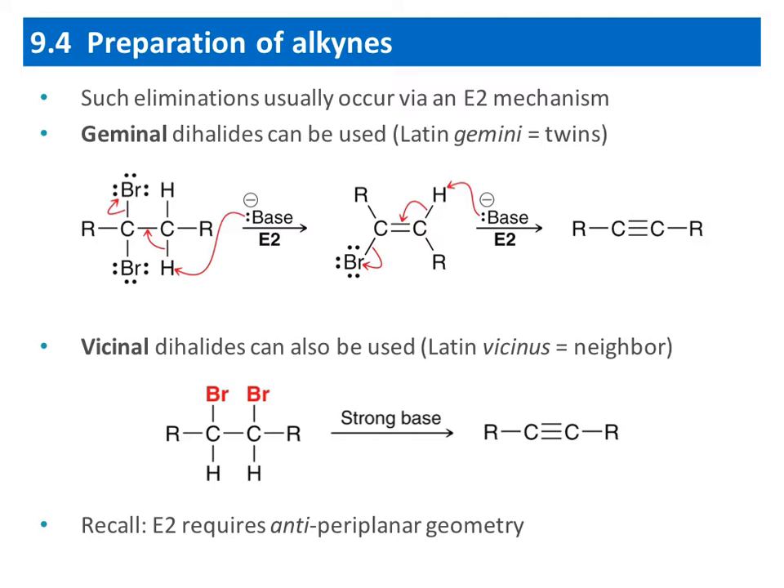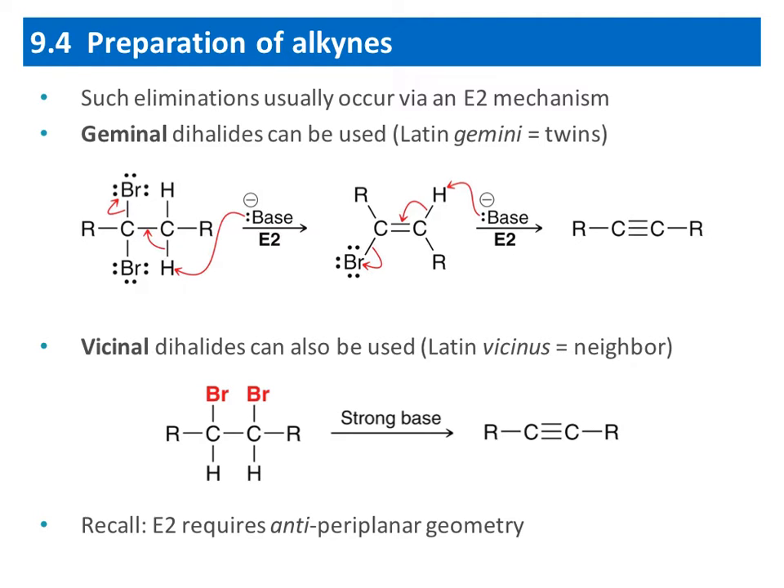So in the top mechanism, a base will take the beta proton, form a double bond and kick off a leaving group. So we are going to form an alkene that has bromine attached to one of the carbons. Then the base again takes the beta proton, forms the second pi bond, and kicks off a leaving group. So we are going to form an alkyne through the E2 mechanism.